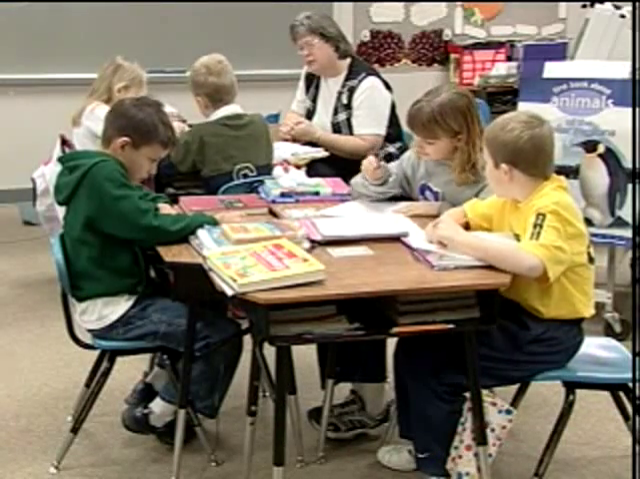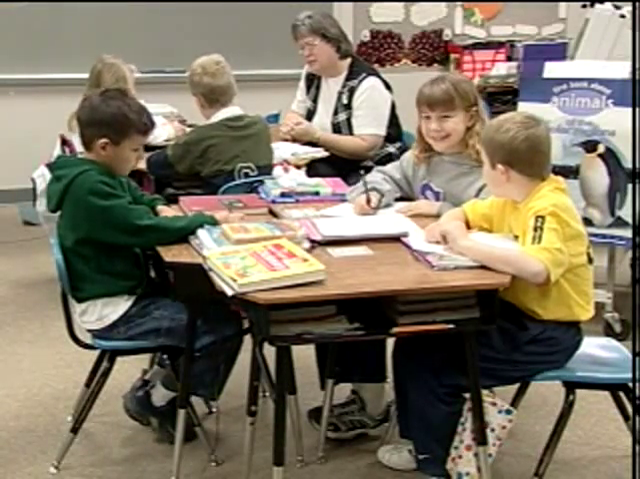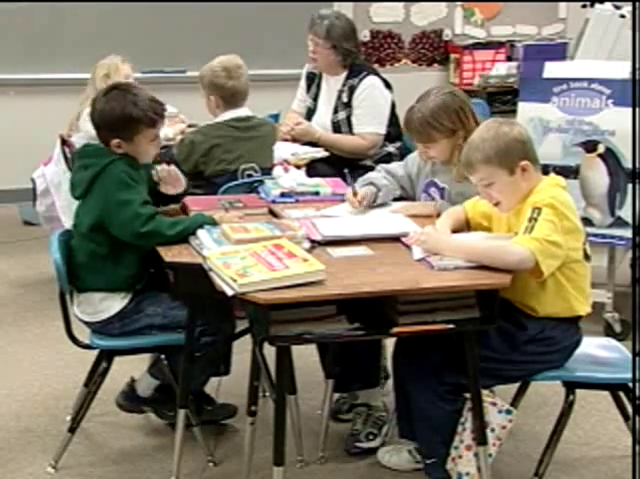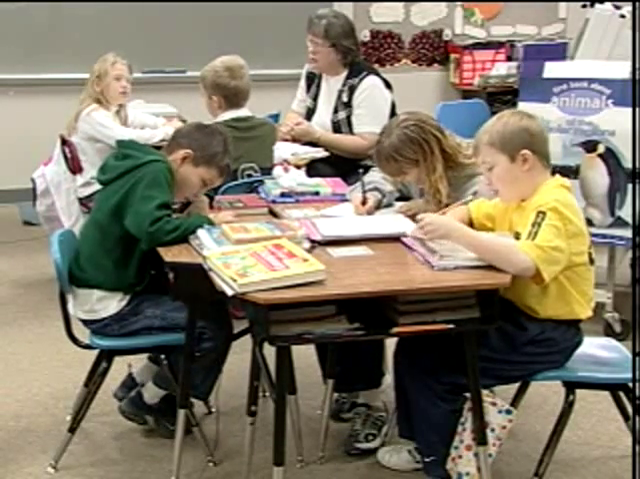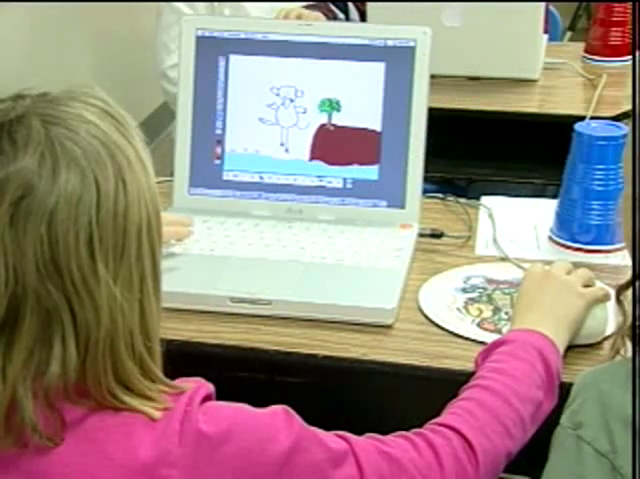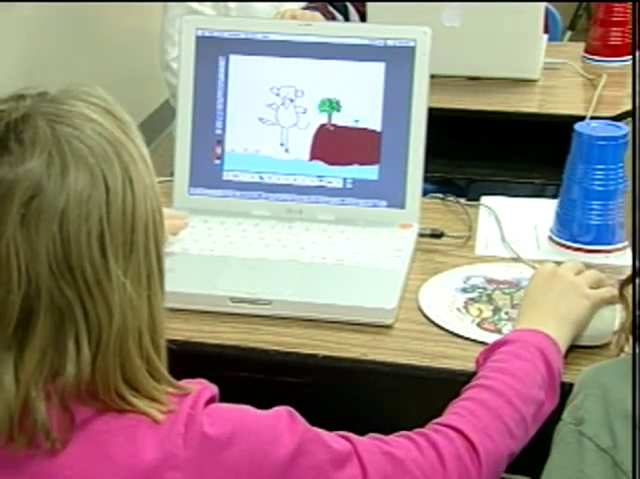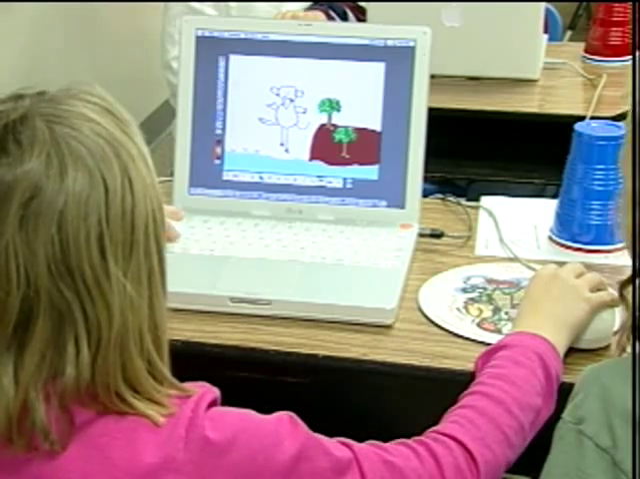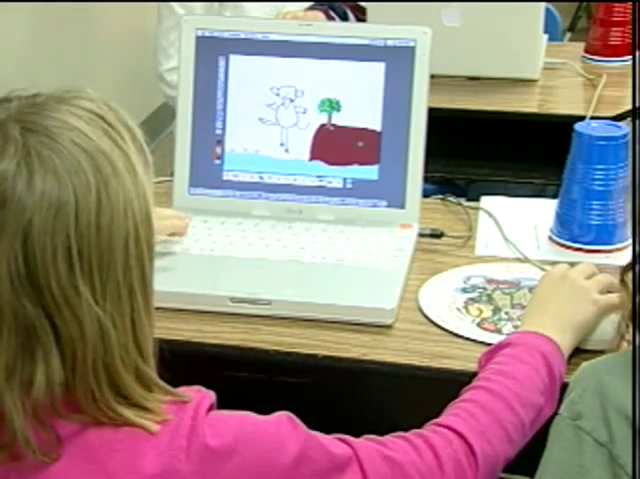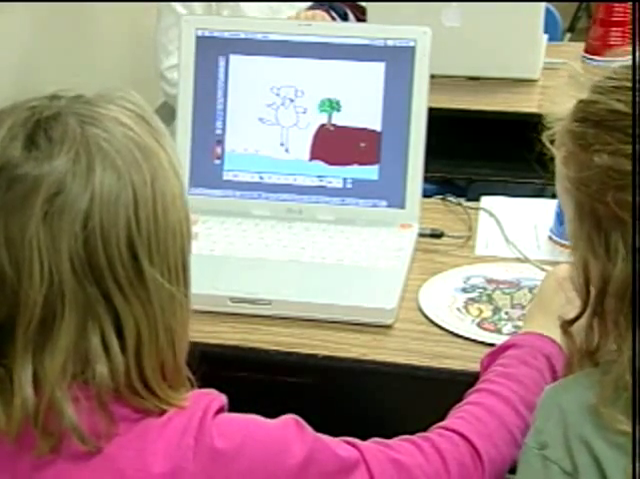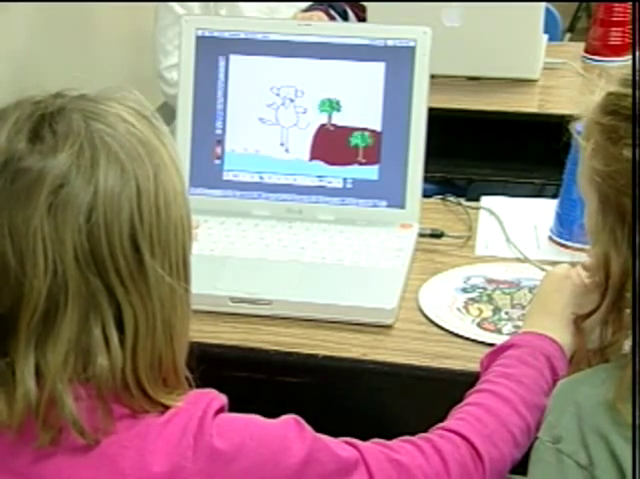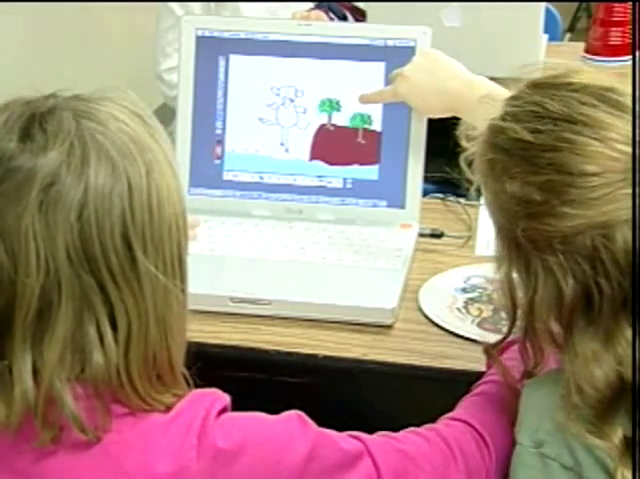I broke the students up into groups of 3. I have 24 students, so I was able to have 8 groups. Each one of them then was assigned a habitat. They were to find information about this habitat and make a slideshow that taught others about their habitat. So they used the computer. At first they used the computer to just get an idea of how the KidPix program worked.